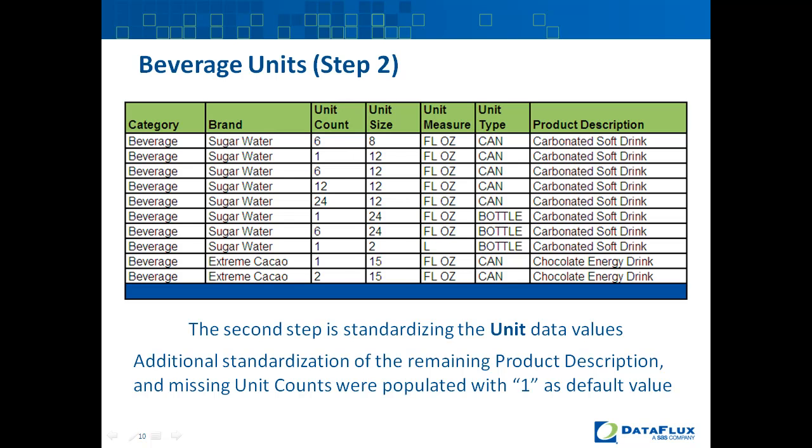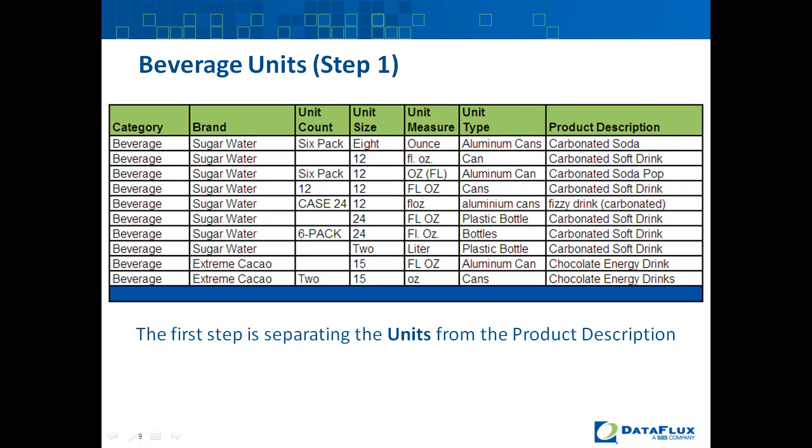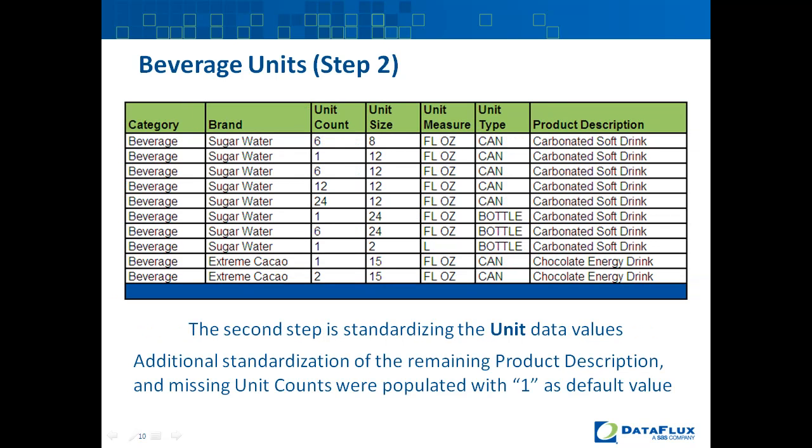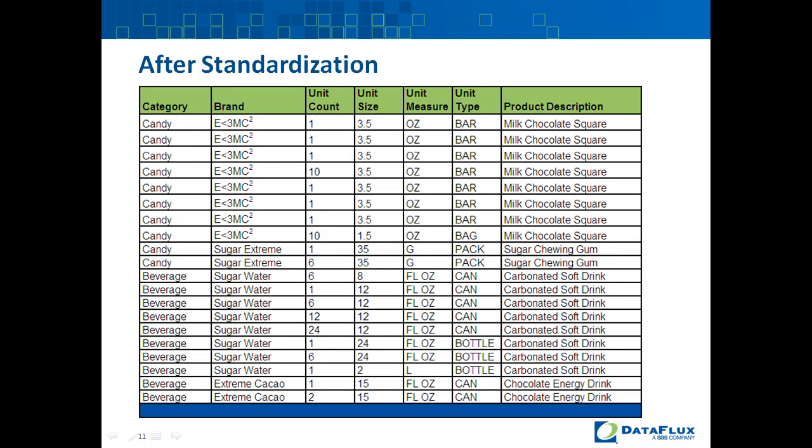So if I just back up again one slide, we had first separated out the contents of the description field into the 4 new unit fields, and we had some variety for what was left in the product description field, which was normalized by applying standardized values again in part 2. But also the other thing here is we have some missing unit counts for some of the beverages, and that was the other thing that was filled in when we get to step 2. In addition to standardizing the unit fields, we filled in those missing values in the unit counts and standardized the representation of product description. So after we finish standardization for both the candy and the beverage category, this is what we would end up having our records look like.